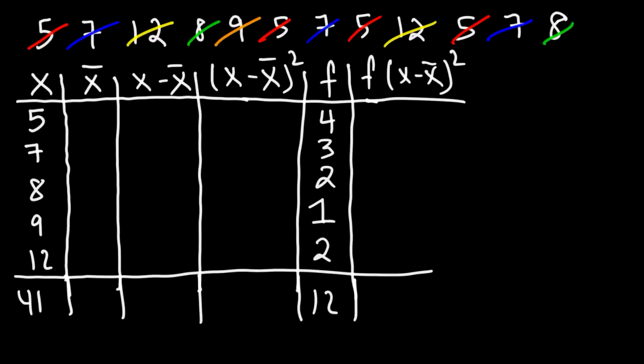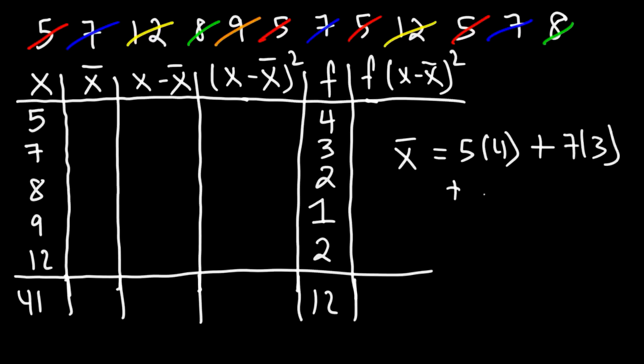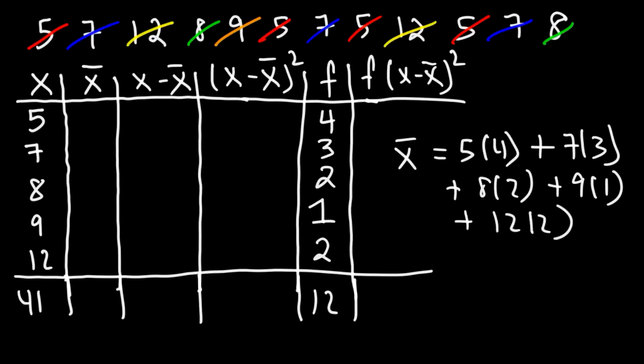Now our next step is to calculate the mean. And what we're going to do for that is we're going to take the sum divided by n. So to find the sum, we need to multiply the data values by their frequencies. So we have 5 4s, and then we have 3 7s, and then we have 2 8s, 1 9, and 2 12s. So let me change this and write sum.